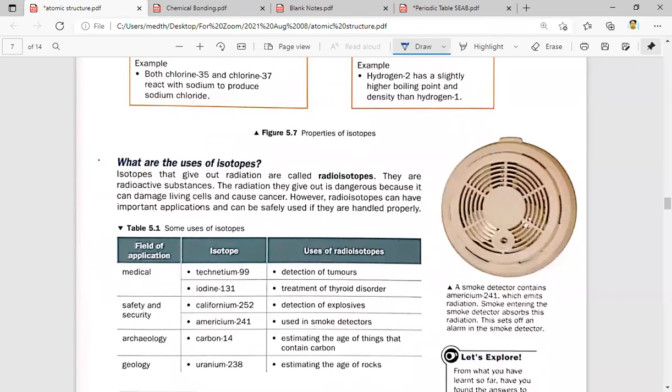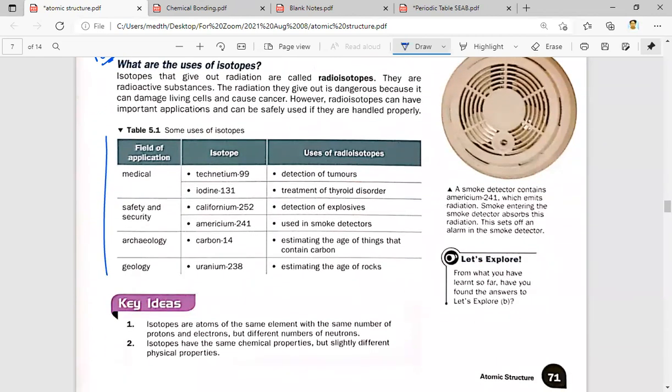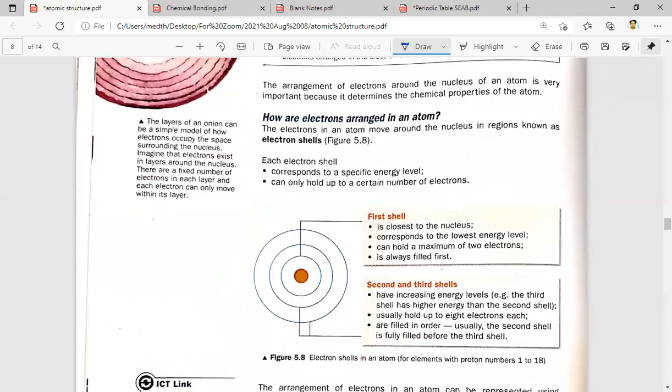What's the use of isotopes? This one you can go and read up on your own. I don't want to go through this one. But do you have to memorize all this? Don't need to memorize. Just in case you think you must memorize, don't need. Okay, next.